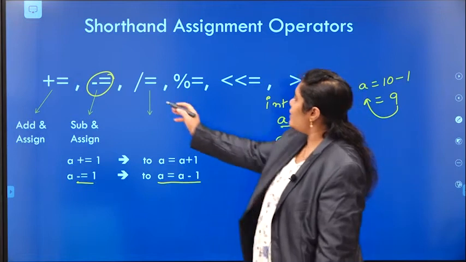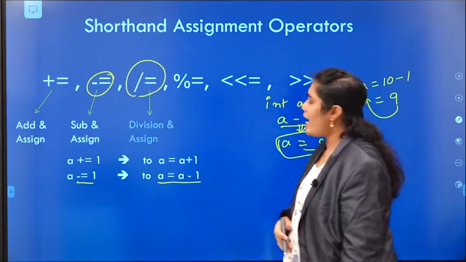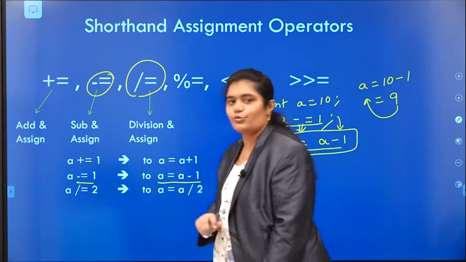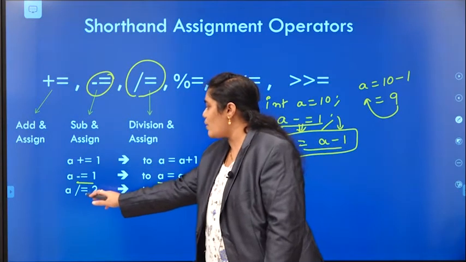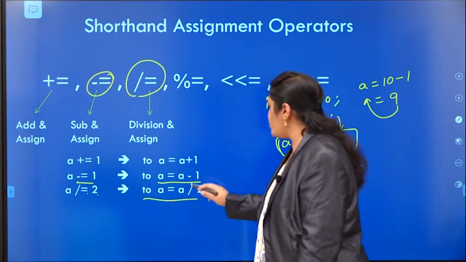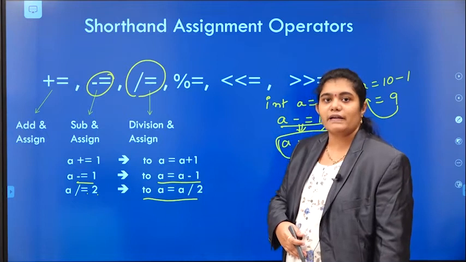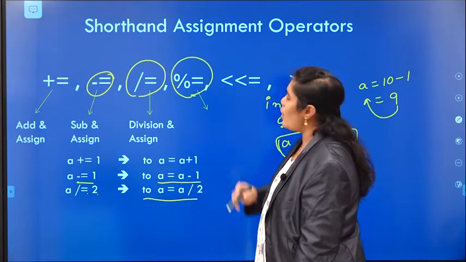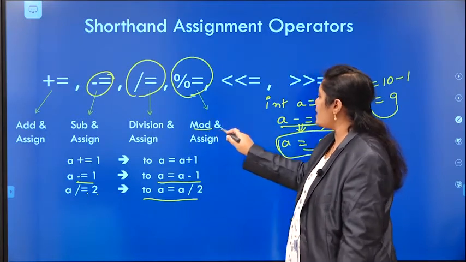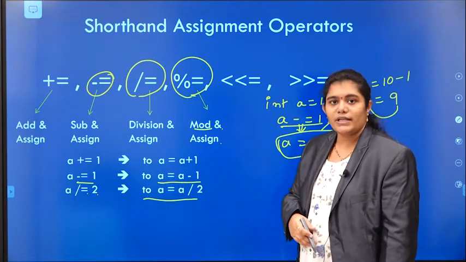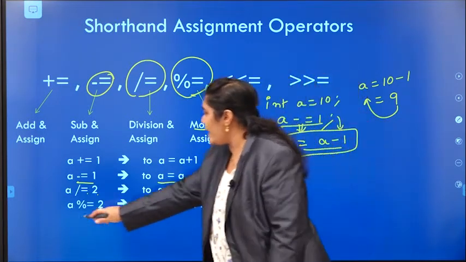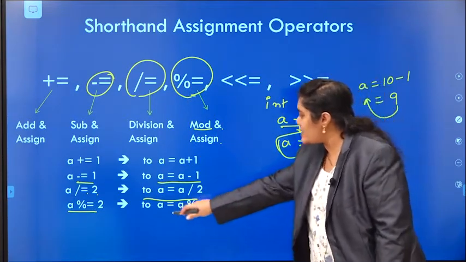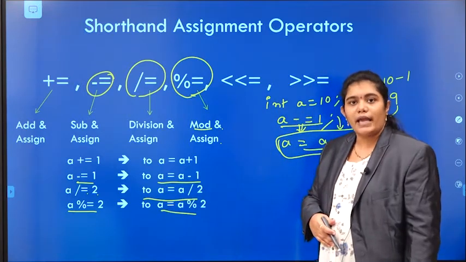Similarly, division and assign. A division symbol equals to 2 is equivalent to A equals to A by 2. And next one is the modulus operation. Perform mod operation and assign. That is A mod equals to 2, and it is equivalent to A equals to A mod 2.